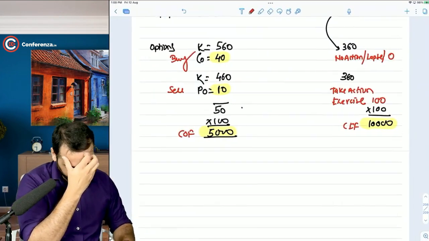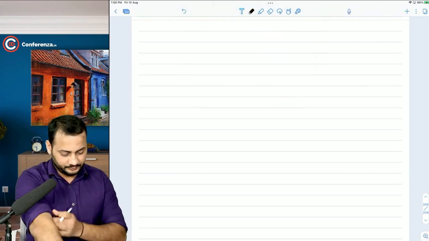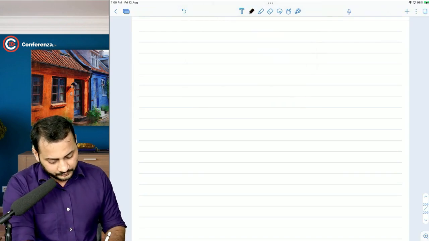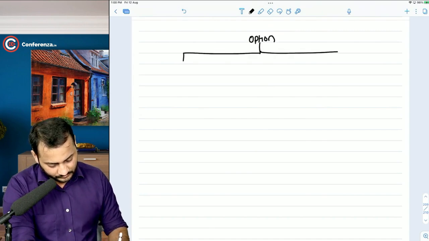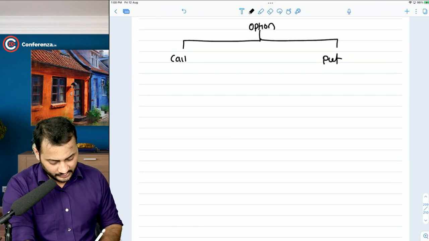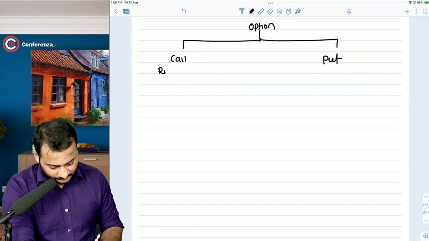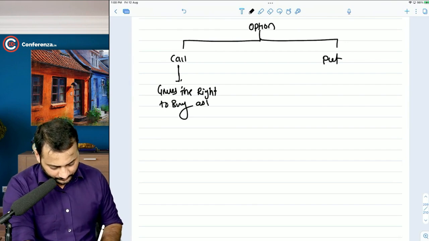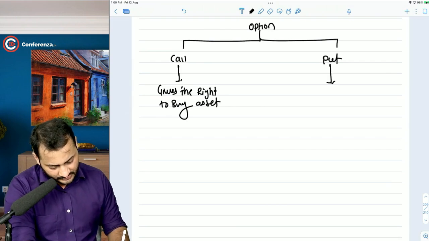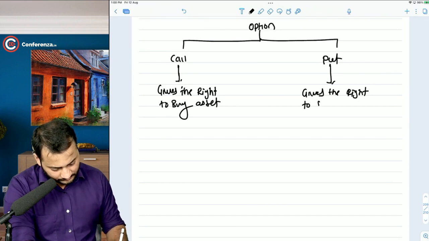One more thing to learn from this is, let's take the call option and put option first. Understand the meaning of it. Call option gives the right to buy the underlying asset, and put option gives the right to sell the asset.